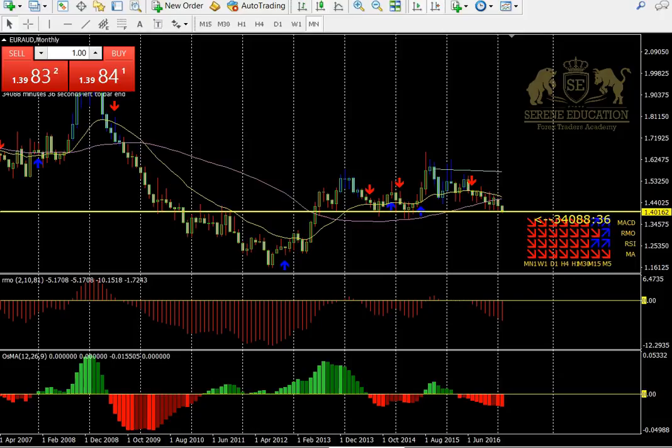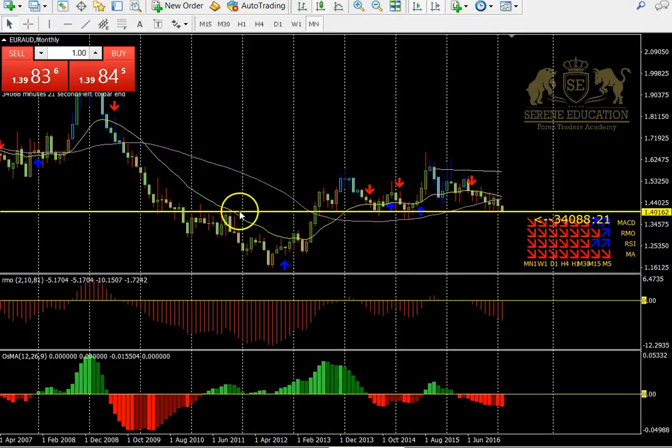Today is the 7th of February and I'm taking a look at the Euro Australian dollar on a monthly time frame using Serene Education's FX Ultimate 4 strategy. Here we can see by our matrix box it is primarily red and that price is trading below the 200-day moving average on all time frames.